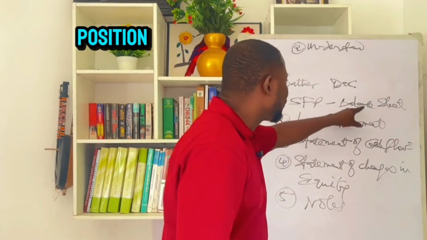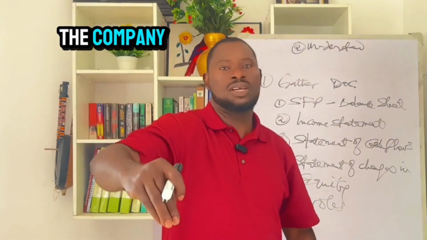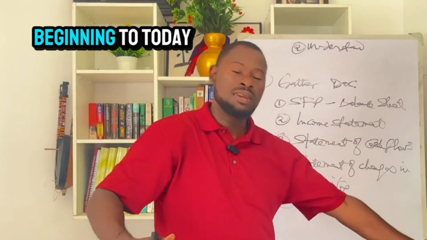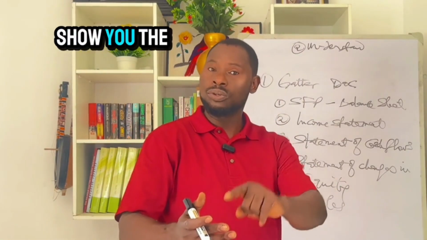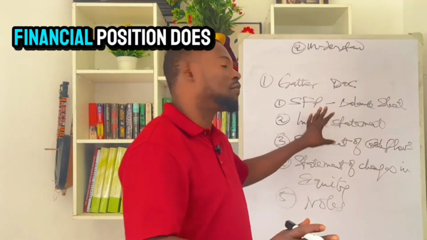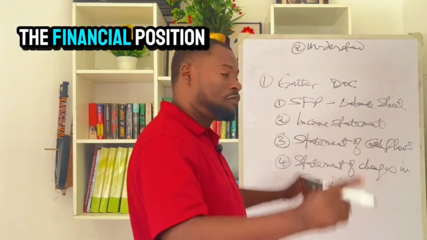The statement of financial position is showing you the position of the company as at a period, from the beginning to today. So it's going to show you the assets, it's going to show you the liabilities, and it's going to show you the equity. This is what the statement of financial position does. So it shows you the financial position.